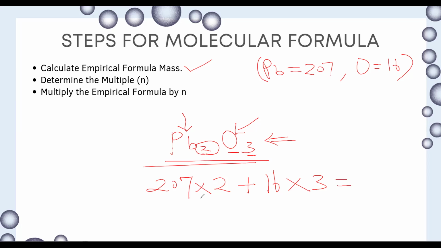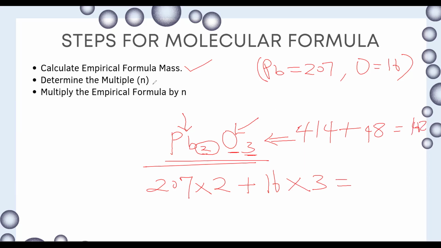So we have 207 multiplied by 2. That gives us 414. Plus 16 multiplied by 3, that is 48. Somebody go ahead and add these two for me and tell me what the answer is. 414 plus 48 is 462. So that is step number 1.